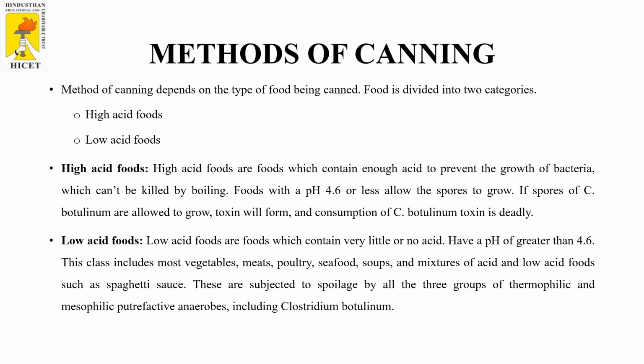Coming to the low acid foods, these contain very little or no acid, and they have a pH of greater than 4.6. These are subjected to spoilage by all three groups of thermophilic and mesophilic putrefactive anaerobes that include Clostridium botulinum. So foods like asparagus, beans, beets, carrots, meat, mushrooms, okra, all these foods come under the low acid foods. High acid foods include pears, apricots, pickled beets, plums, cherries, tomato juice, etc.